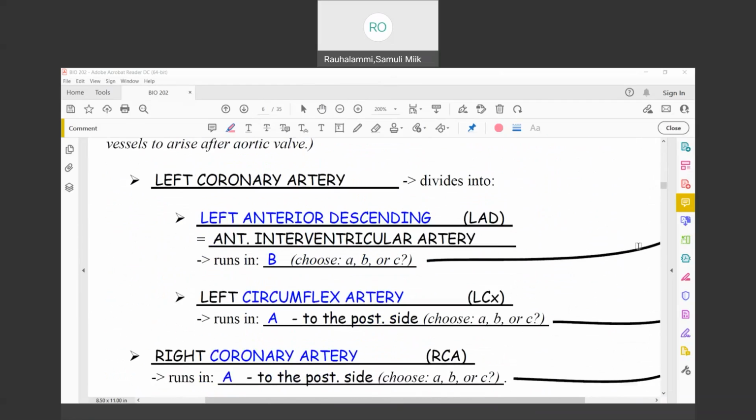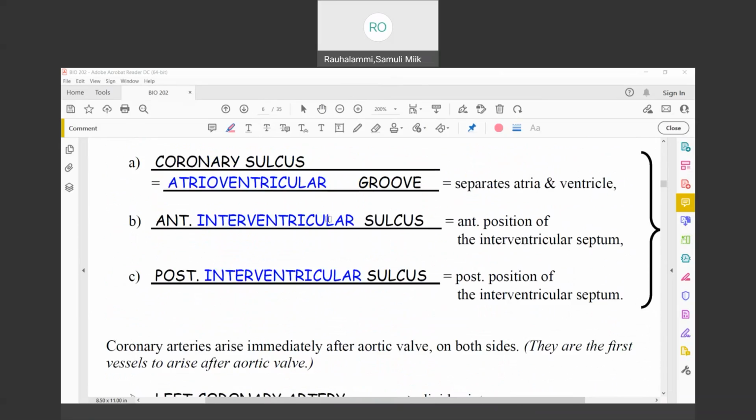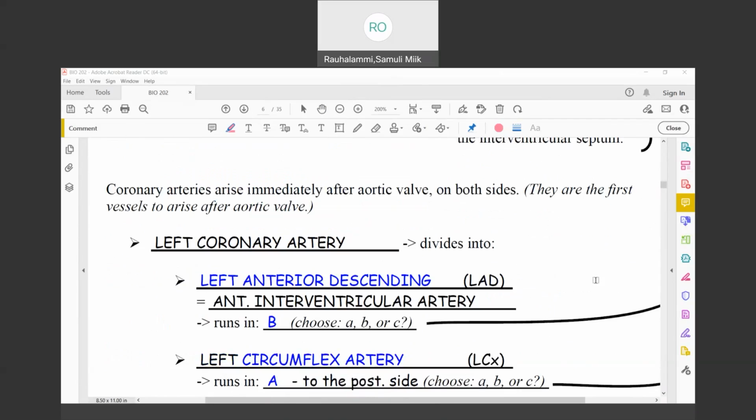On the left-hand side, the left coronary artery that comes out doesn't actually run as a left coronary artery for very long. Very soon it divides into two branches. The left anterior descending, or as your textbook calls it, the anterior interventricular artery, ran in this anterior interventricular sulcus. So it served the purpose of supplying most of the anterior portion of the heart all the way to the apex, the tip of the heart.